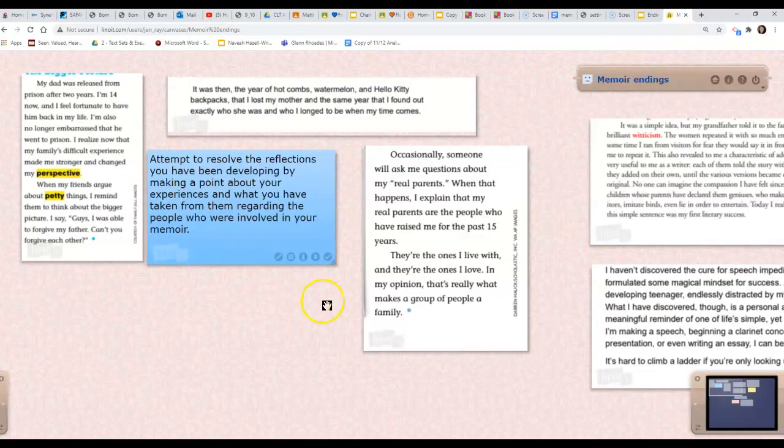So my first example for that is this. I want you to attempt to resolve the reflections and the relationships that you've been just sort of observing or developing through your memoir. Here are 3 great examples.